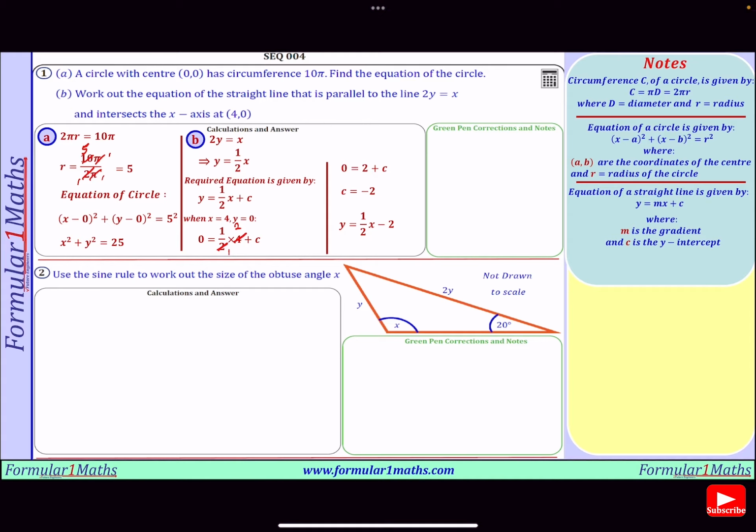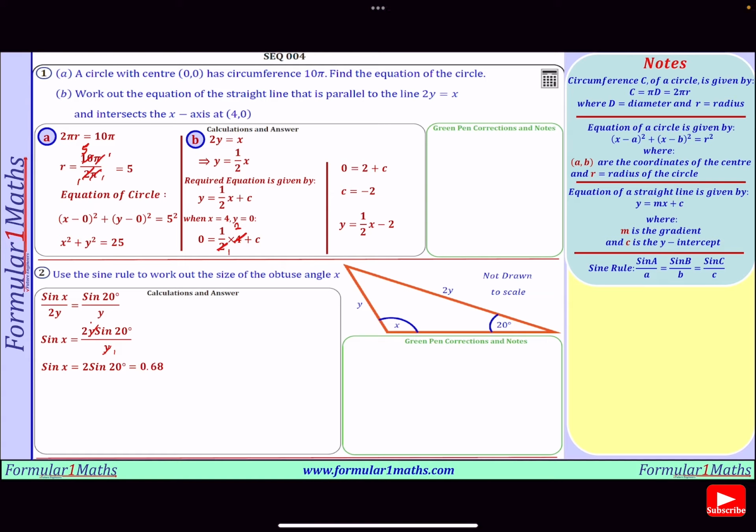Question 2. Use the sine rule to work out the size of the obtuse angle x. The sine rule is given by this formula. Using this formula, I can see that sin x over 2y will be equal to sin 20 over y. I can rearrange to make sin x the subject. I can reduce the fraction by dividing numerator and denominator by y, and I'm left with sin x = 2 sin 20.